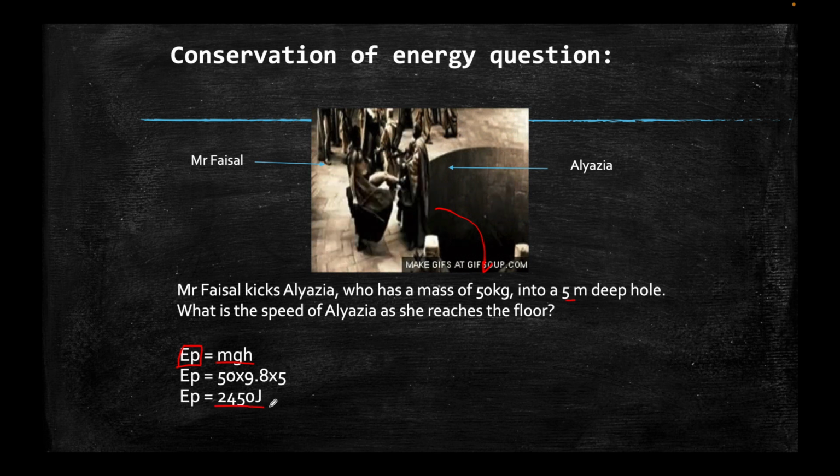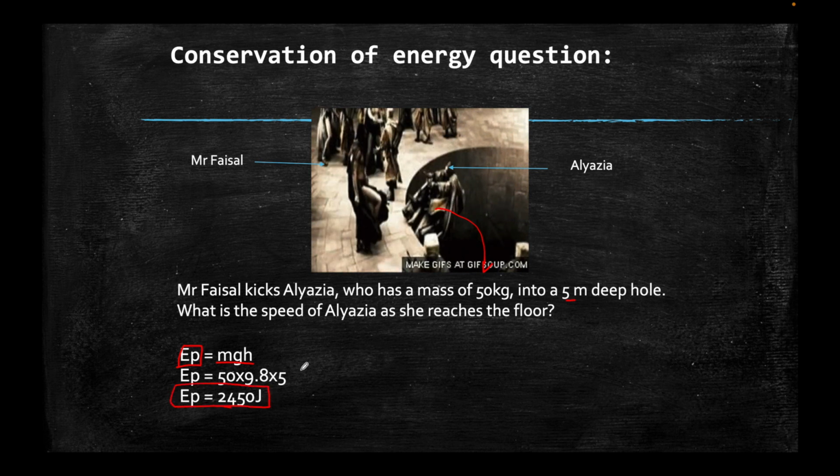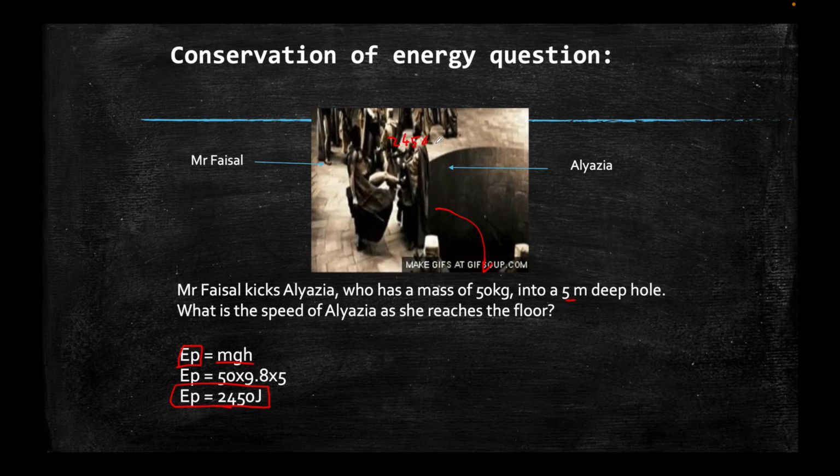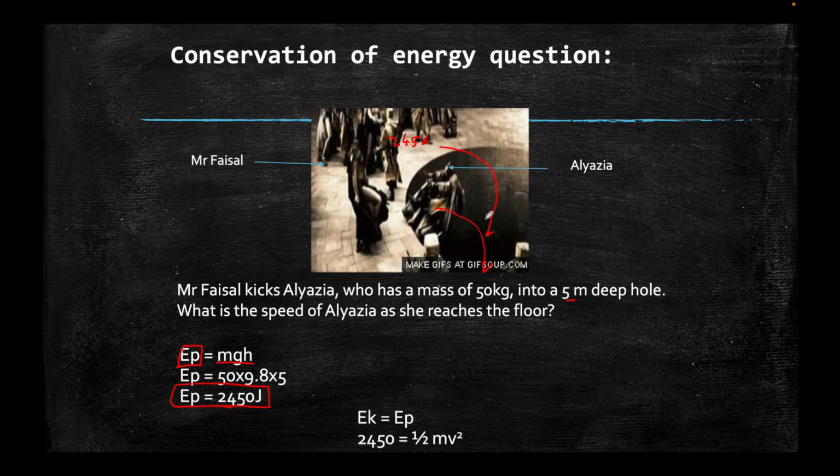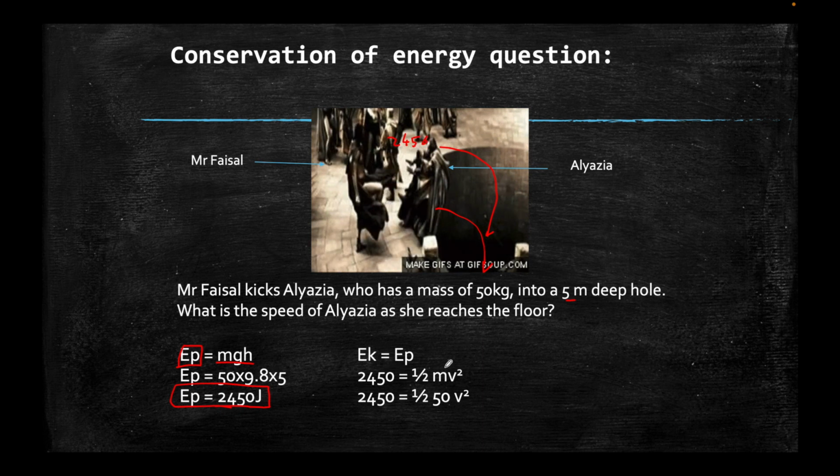That's 2,450. If her potential energy here was 2,450, her kinetic energy at the end will also be 2,450. We found the kinetic energy using the potential energy, so a half mv squared. A half times 50 times v squared. Shift solve will get you the answer.